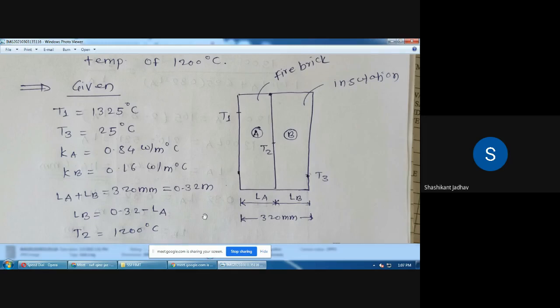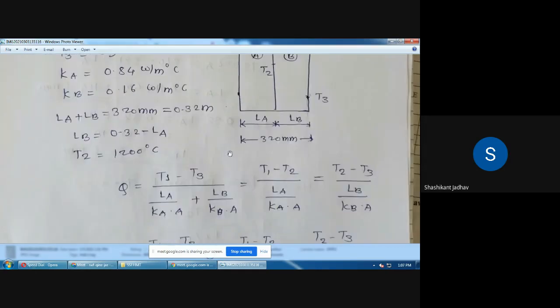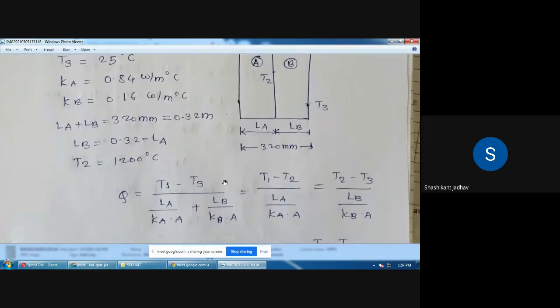The area will be the same. But what is the standard formula for thermal resistance for the conduction of plate A? That is LA upon K into A, and for B, LB upon KB into A. So in that way we have to write down the equation. Okay, so all of you write down this equation. Now what have we done? Q is equal to, when we consider both plates at the time of composite wall, what is the equation? T1 minus T3 divided by thermal resistance of plate A plus thermal resistance of plate B.